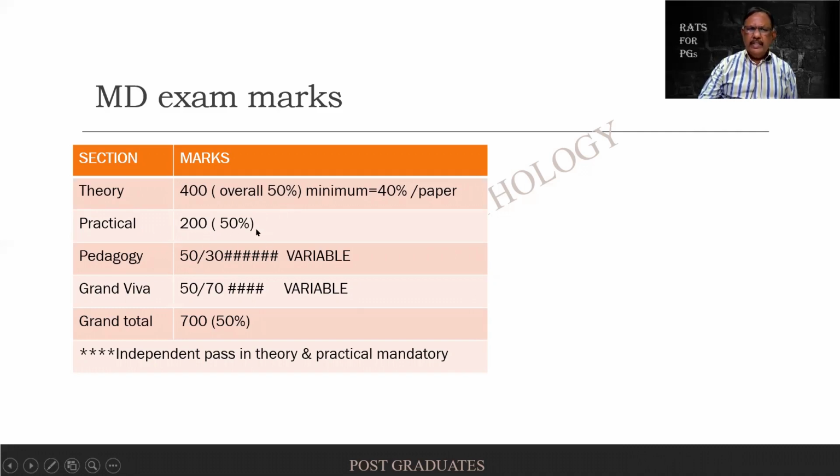These are the practical distributions we shall be seeing later on. And the grand total, again, you will have to get 50%. I shall go into the practical details at a later date. But an independent pass in the theory and the practical examination is mandatory.